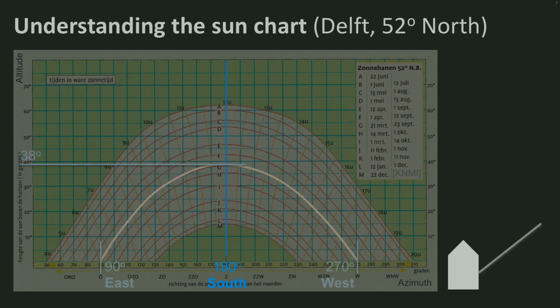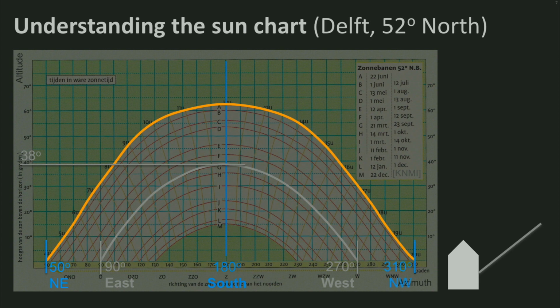In summer, on 21st of June exactly, this is the track of the sun through the sky, from around 50 degrees of azimuth, northeast, to 310 degrees northwest. At midday, the sun reaches the highest altitude of the year, 63 degrees, and it reaches the house at this angle.